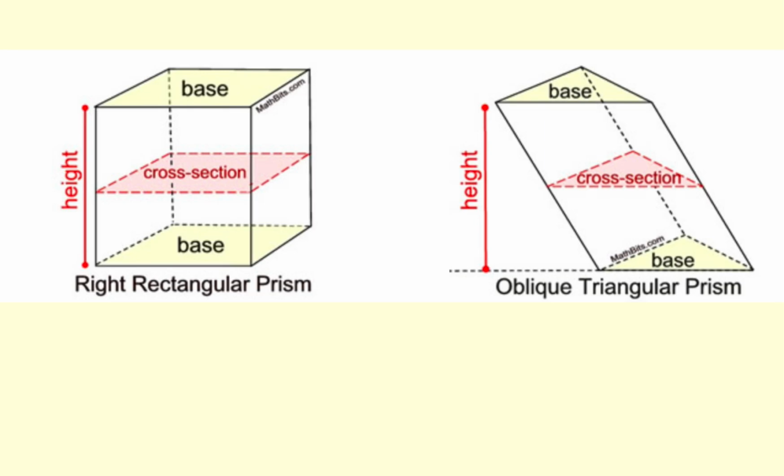Notice that it has two bases that are parallel to each other, and all cross sections will be the same area, and it's standing straight up, making a right angle. Oblique triangular prism again has two bases that are parallel to each other, and all the cross sections are equal in area, but the height, the edge right here, is not making a right angle, but it still has a height.